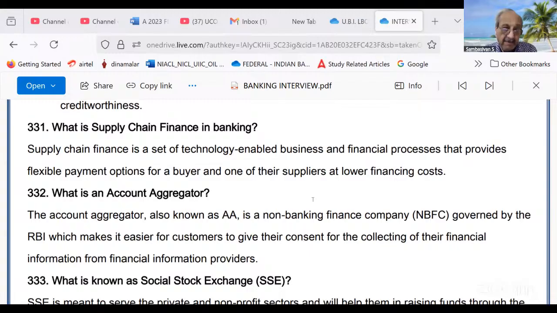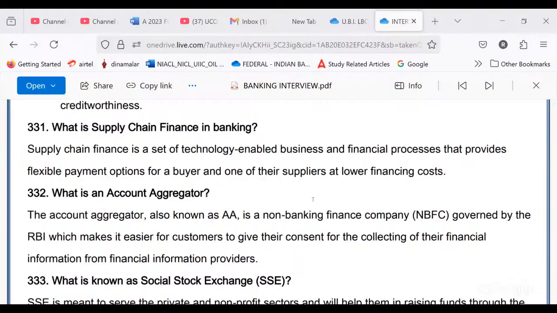Now, Mr. Anna Patare, please read from 331. What is supply chain finance in banking? Supply chain finance is a set of technology enabled businesses and financial processes that provide flexible payment options for buyer and one of their suppliers at lower financing cost.